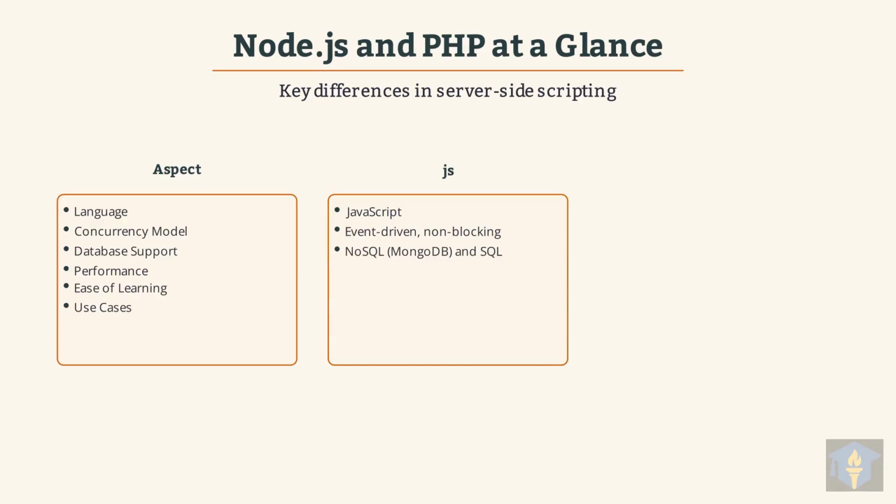Node.js offers excellent database support for both NoSQL databases like MongoDB and traditional SQL databases. It delivers high performance, particularly well-suited for real-time applications requiring quick responses. While powerful, Node.js can be moderately challenging for beginners due to its asynchronous nature. Node.js excels in real-time applications, building APIs and single-page applications efficiently.